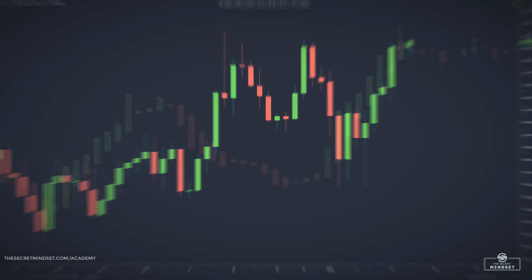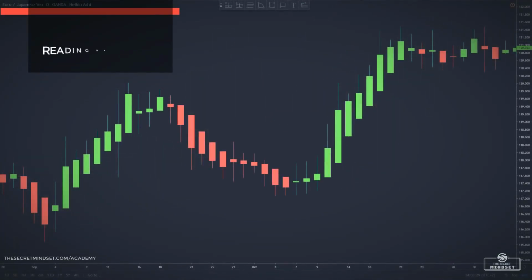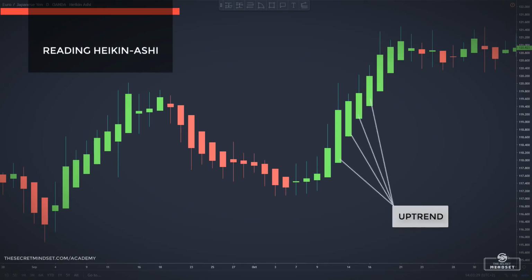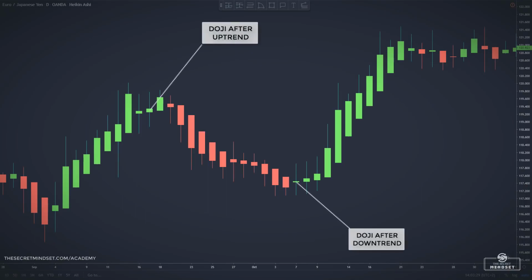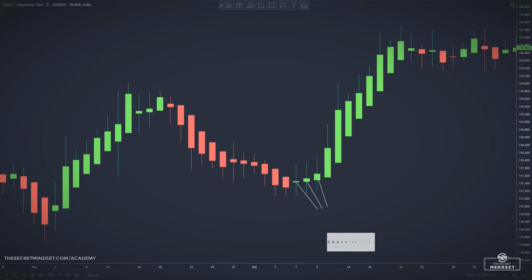Heiken Ashi candles make it easier to identify and follow trends. Green bodies with no lower shadows show an uptrend. On the other hand, red bodies with no upper shadows represent the price being in a short or longer downtrend. A doji-like modified candle with shadows emerging after an uptrend or a downtrend suggests a reversal. Price consolidations are translated as sequences of two or more Heiken Ashi doji-like candles.